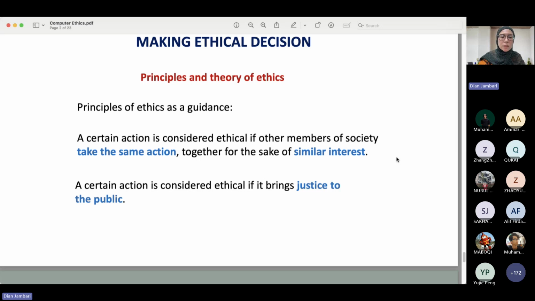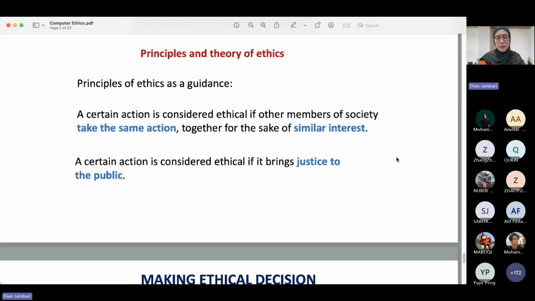So use the principles of ethics as guidance. A certain action is considered ethical if other members of society take the same action together for the sake of similar interests. A certain action is considered ethical if it brings justice to the public. These are general principles and theory of ethics that we have learned in the theory part, and we also see that they are embedded in the code of ethics.